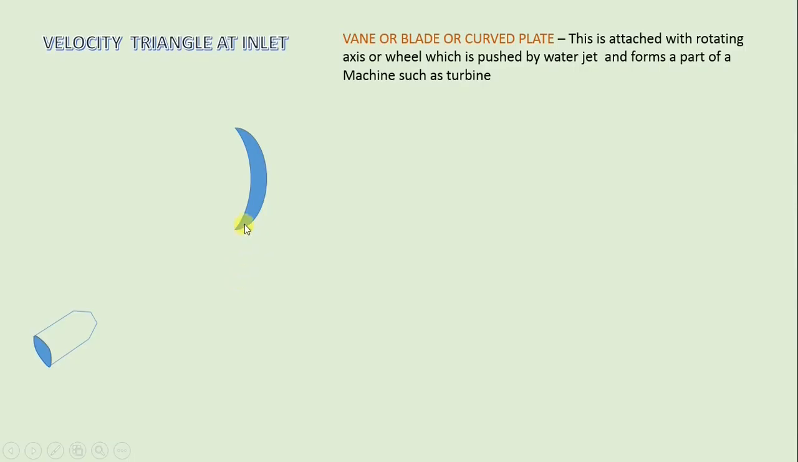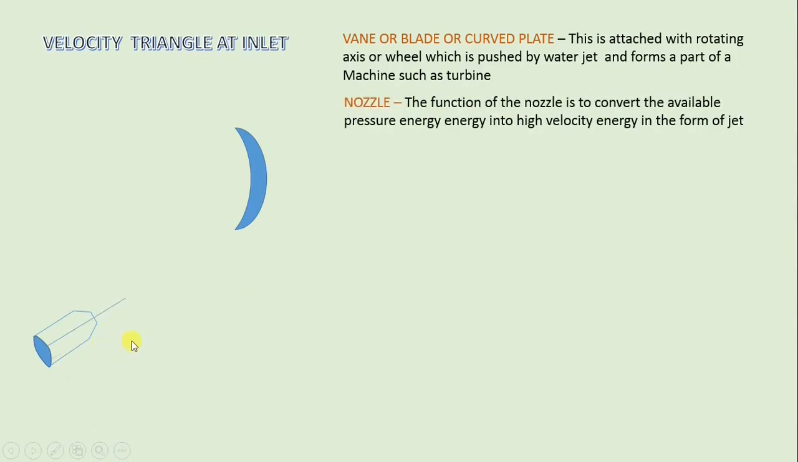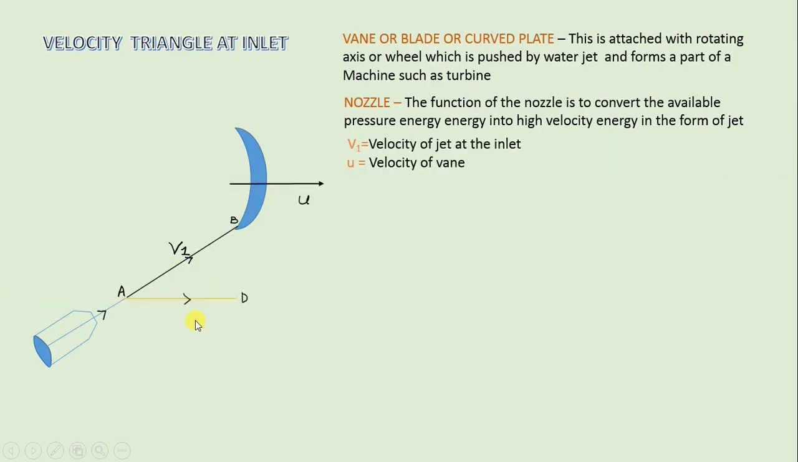Okay, let's discuss the inlet velocity triangle. So this is the blade, this is the nozzle. From the nozzle, a high velocity jet of water is coming and strikes at the tip B, and that velocity is V1, and it has two components. Horizontal component is VW1 and vertical component is VF1. VW1 is the velocity of wheel at inlet, VF1 is the velocity of flow at inlet. The angle made between V1 and VW1 is alpha, that is called the guide blade angle at inlet.